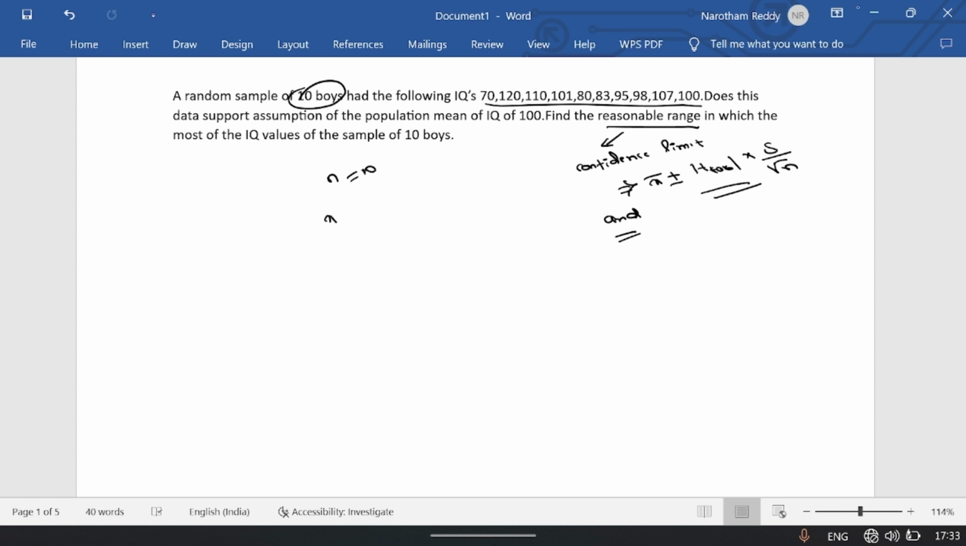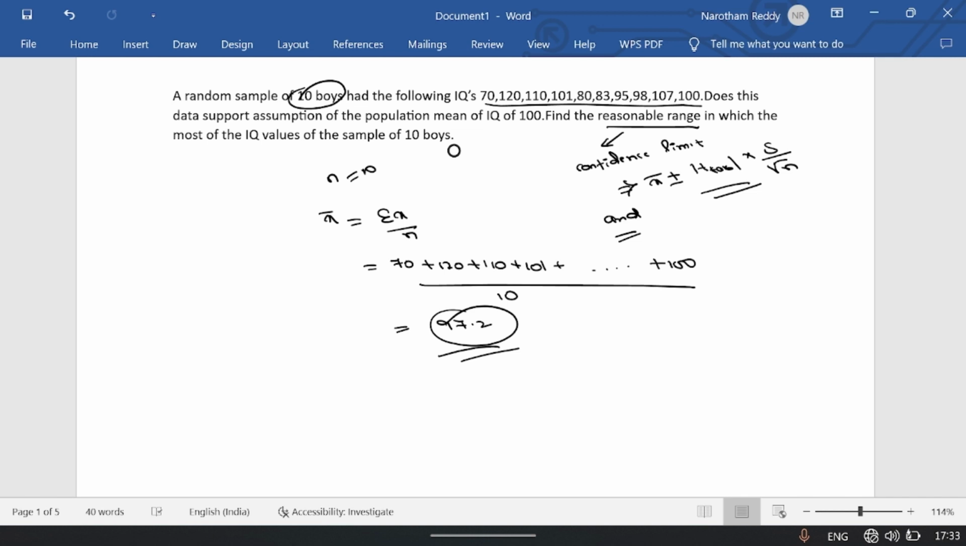First, let us find the x bar value. X bar equals summation of x by n. X values are 70 plus 120 plus 110 plus 101, and so on, plus 100, divided by n value as 10, which gives 97.2.